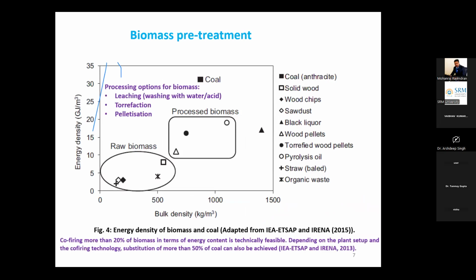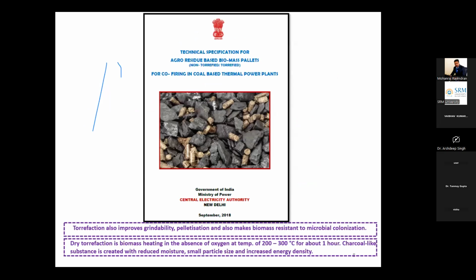Then some treatment can also be done, like leaching, in which washing of the raw biomass with water or acid is suggested in the literature, or torrefaction or pelletization, in order to increase the calorific value of that biomass. Co-firing of more than 20% of biomass in terms of energy content is technically feasible as reported in the studies. Depending upon the plant setup and co-firing technology, substitution of more than 50% of coal can also be achieved, as reported in these studies. But when we talk about a new technology, some guidelines should also be there.